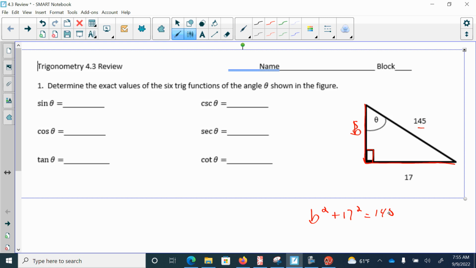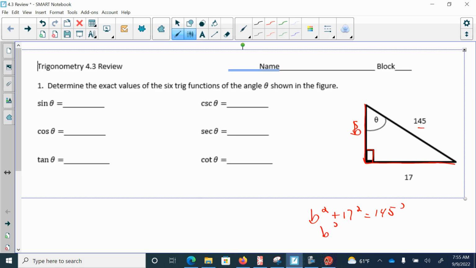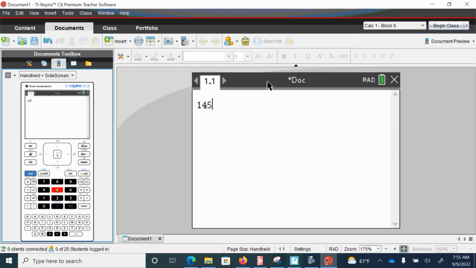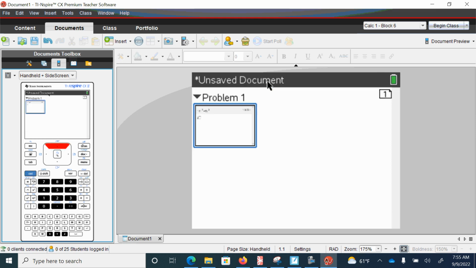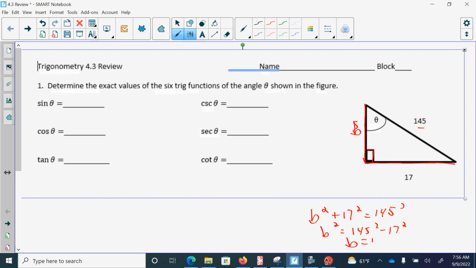is 145 squared. So if I do that on my calculator, well, let me do this first. I'm going to say b squared is equal to 145 squared minus 17 squared. So I'm going to have 145 squared minus 17 squared, and I get this huge number, and then remember that's b squared, so I'm going to take the square root of that, and I get 144. So b is equal to 144.